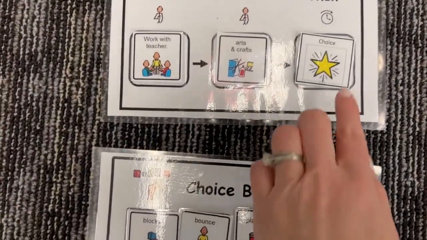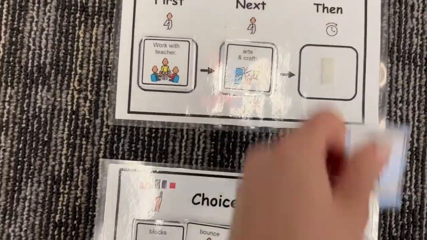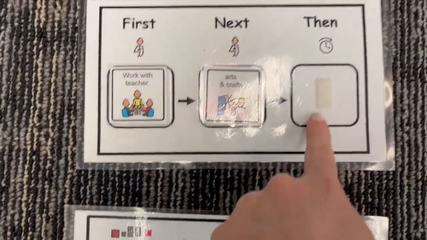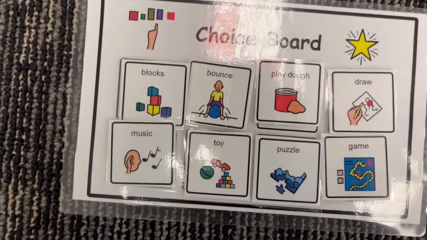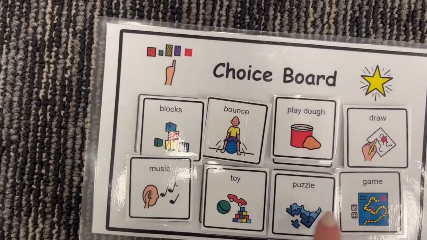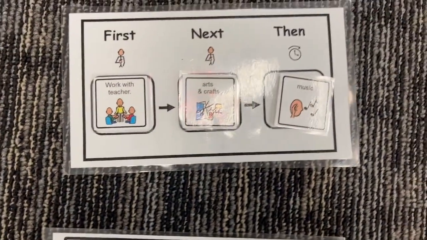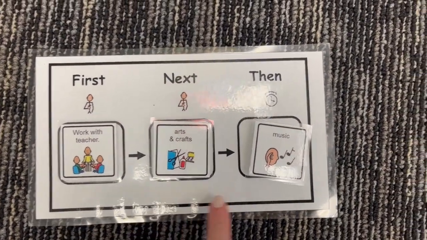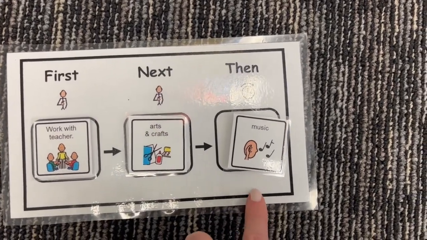This is an example of the first-then boards that I use in my classroom. And here I have 3 steps: first, next, and then. This is the choice board that the students are allowed to pick what they want to work for. And so I chose to work for music. So first I would work with teacher. Next I would do arts and crafts, and then I would have earned my reward of music.